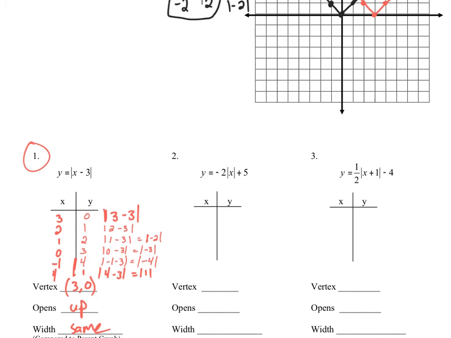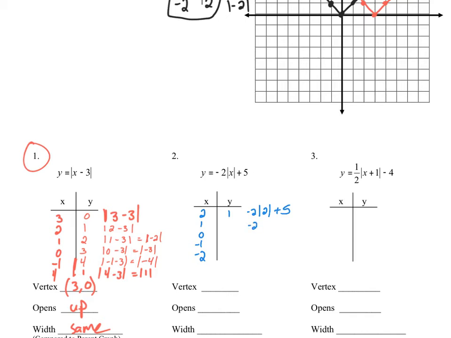Number 2, we're going to pick some points to plug in here. Let's do 2, 1, 0, -1, -2. We're going to put these in for x. So it'll be -2 times the absolute value of x, plus 5. For 2, the absolute value of 2 is 2. So -2 times 2 is -4. -4 plus 5 is 1.